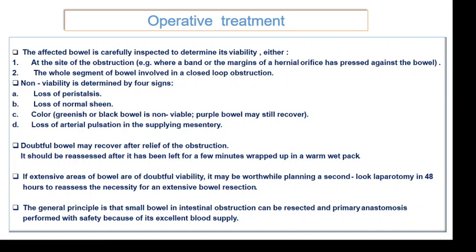The first one is loss of peristalsis. The second is that the normal shining appearance of the bowel is lost. The color becomes greenish or black, and there is loss of arterial pulsation of the blood vessels supplying the mesentery. In cases of doubtful bowel, it might recover after relieving the obstruction.